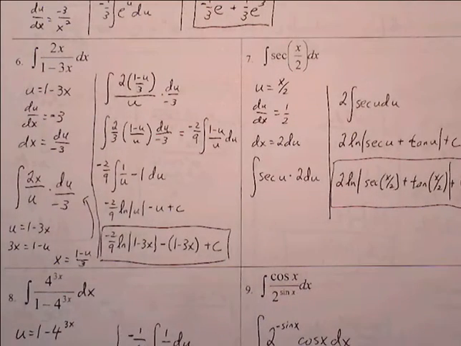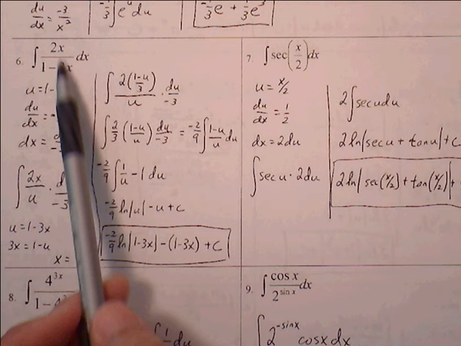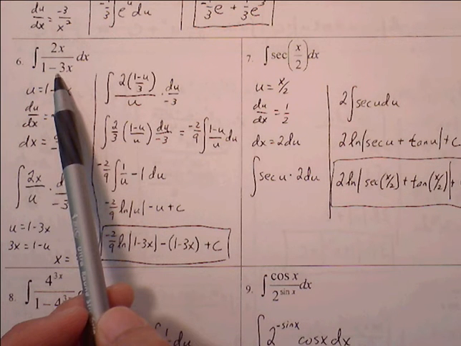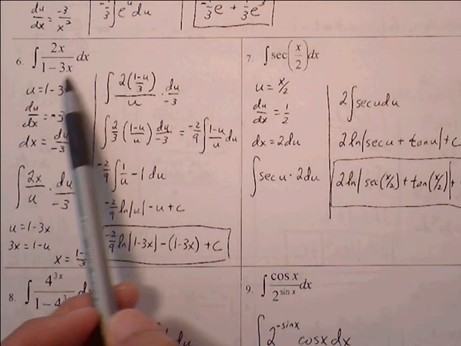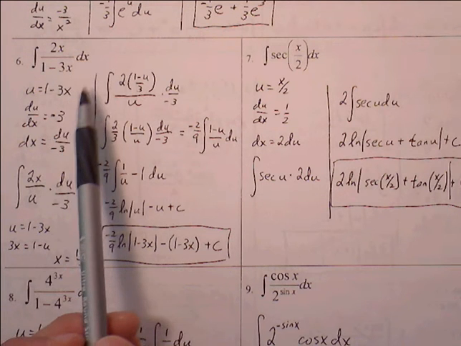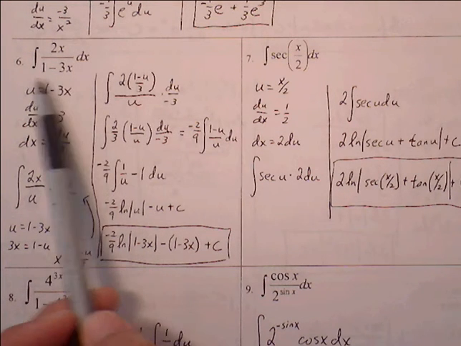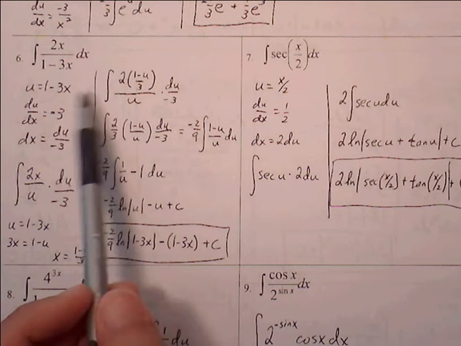Number 6, integral of 2x over 1 minus 3x. All right, looks like we don't have one rule that will handle this. We also can't split this up into individual terms because we have too many terms in the denominator. So maybe let's look at u substitution. Our first try would be to see if the denominator will fit as the u value. So we'll let the u value be 1 minus 3x.